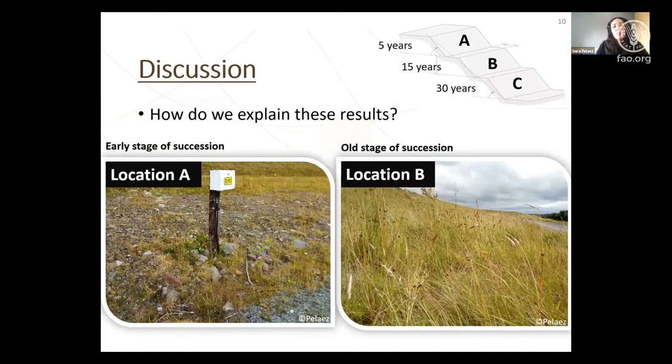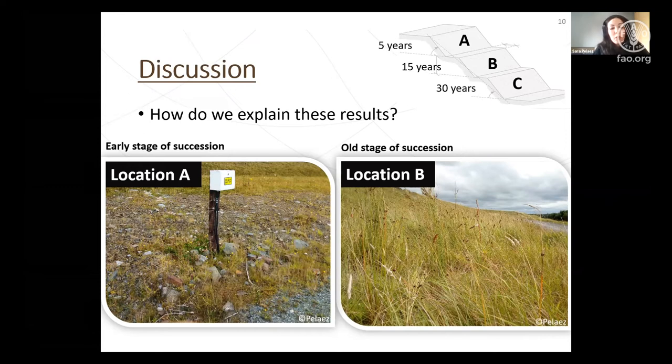So how do we explain these results? Let me show you two pictures from the field. On the left, you have location A, and on the right, you have location B. If we only look at the information from diversity indexes to evaluate rehabilitation, we could misinterpret these results, saying that rehabilitation at location A was more successful because it presented a higher diversity than location B. And we know that this is not what is actually happening here, because data on abundance and diversity of ecosystem engineers points toward the opposite.